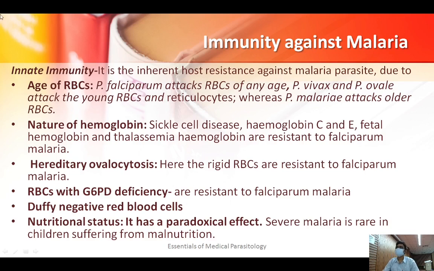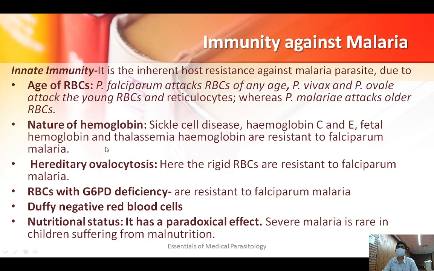As for immunity, there are certain categories of people who may be slightly more protected against malaria infection than others. It also depends on the age of the RBCs. Plasmodium falciparum is known to attack RBCs of any age, so a large number of RBCs are affected at once. Whereas Plasmodium vivax and ovale attack only the young RBCs, like reticulocytes, and Plasmodium malariae attacks the older RBCs. So depending on that, the severity of the disease will vary.